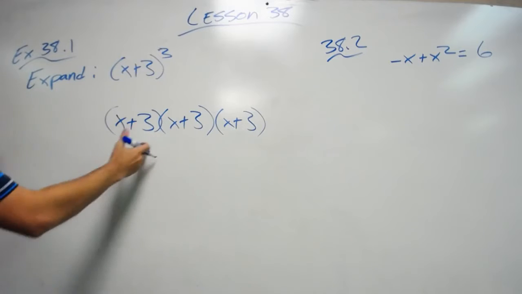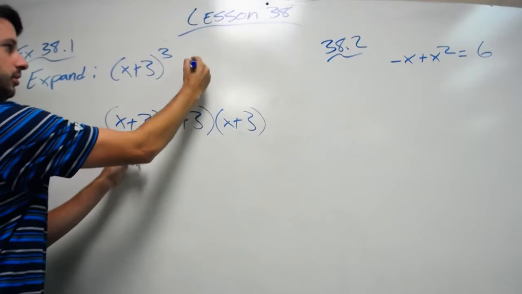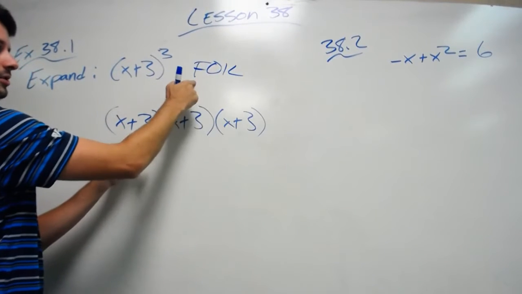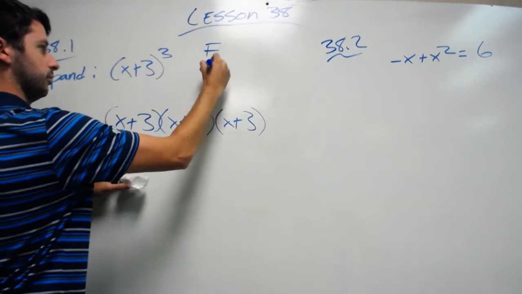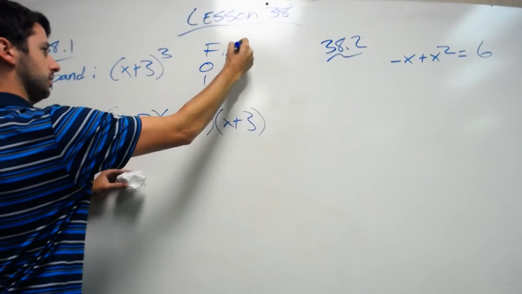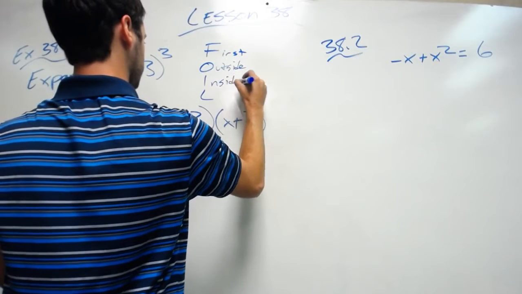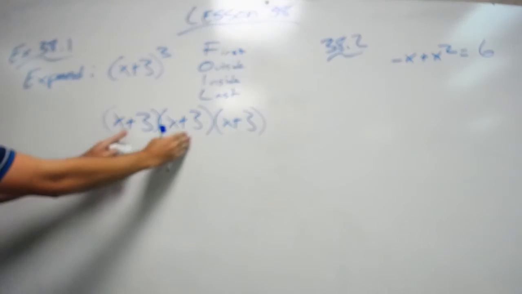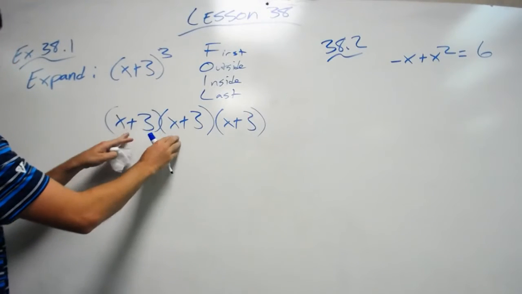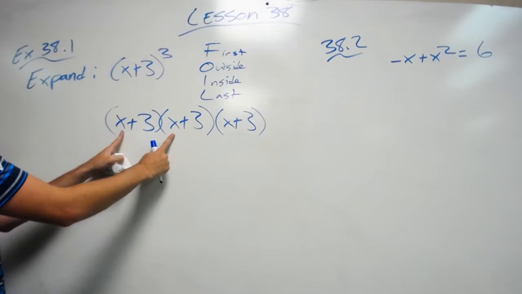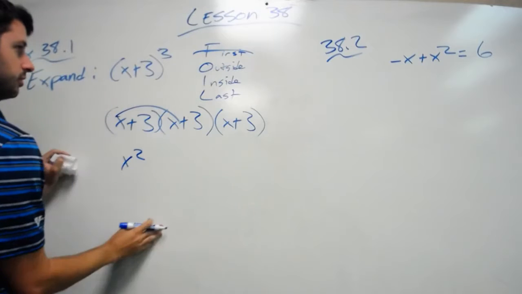And so from here, I would look at the first two, and we do FOIL. Remember, first, outside, inside, last. Okay? So what are the first ones within these two? Ignore this right now. The first one in each parentheses is the x. So we multiply x times x and get x squared. So we got the first.